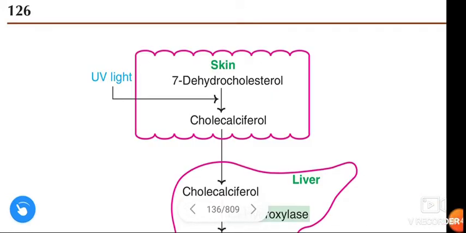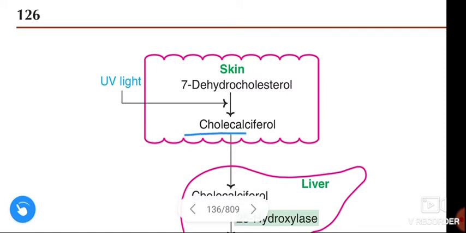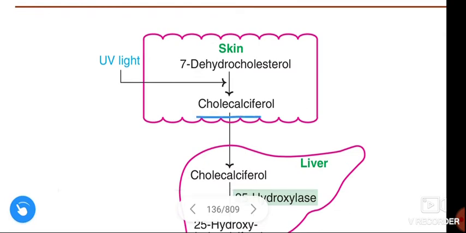In skin, 7-dehydrocholesterol is present. On exposure to UV light, this 7-dehydrocholesterol is converted to cholecalciferol.